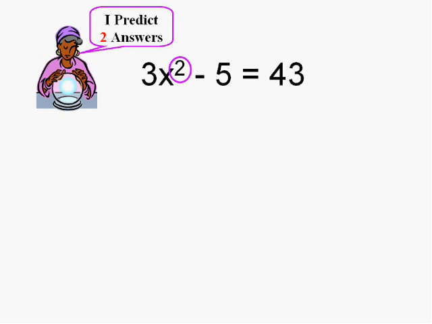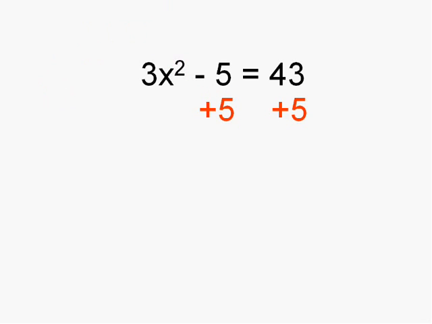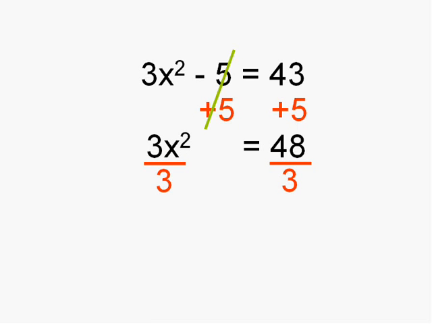And remember, we're going to have two answers. Who do we get rid of first? We're going to get rid of the subtraction first with addition. We do it to both sides. Now, working backwards through the order of operations, we're going to get rid of the 3, who's multiplying. So I do the opposite and divide.